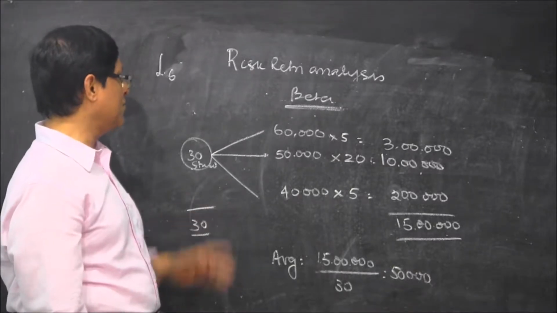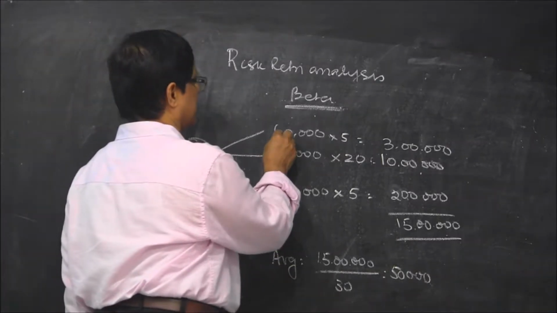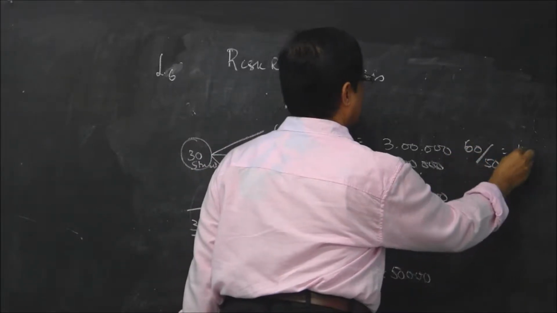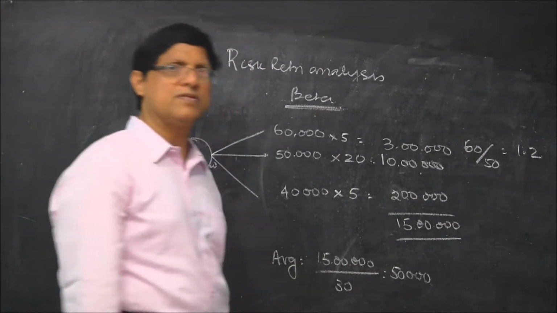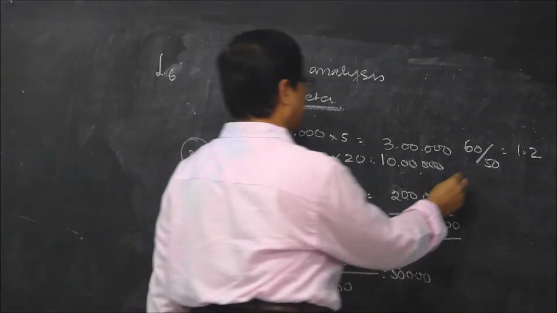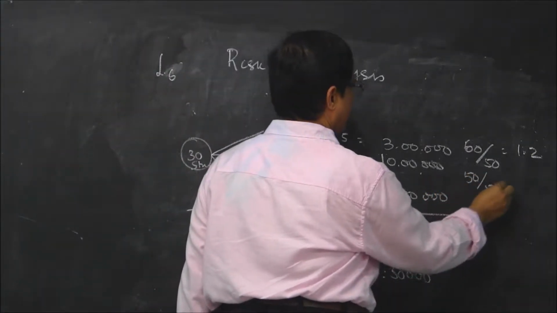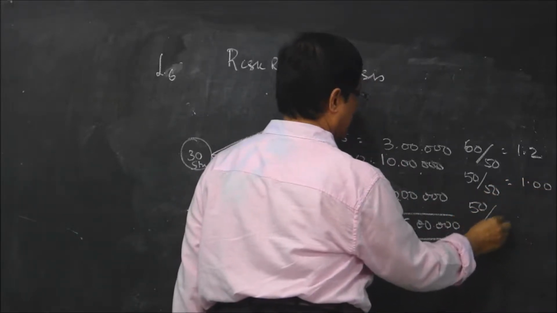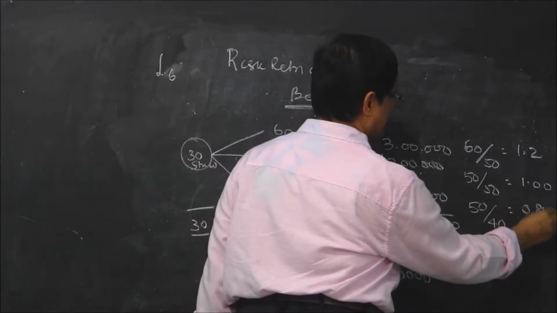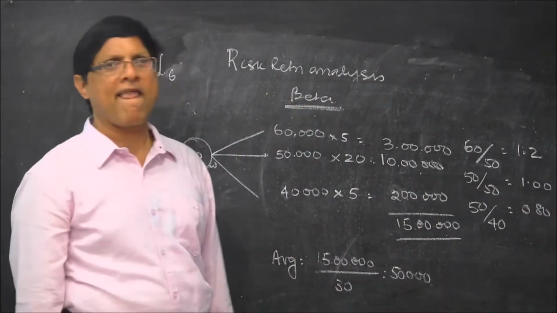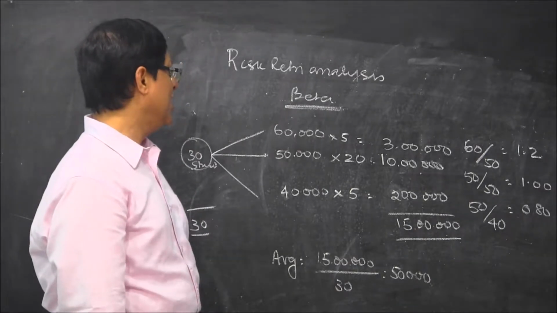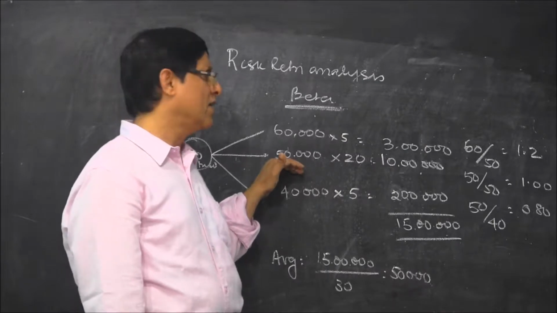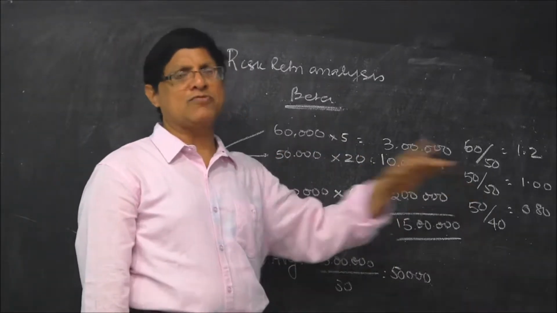So now when we want to say that these people have got 60,000, that means 60 divided by 50, that is equal to 1.2. And 50 divided by 50 is equal to 1. And 40 divided by 50 is equal to 0.8. And here, the average student, so the beta value is 1.